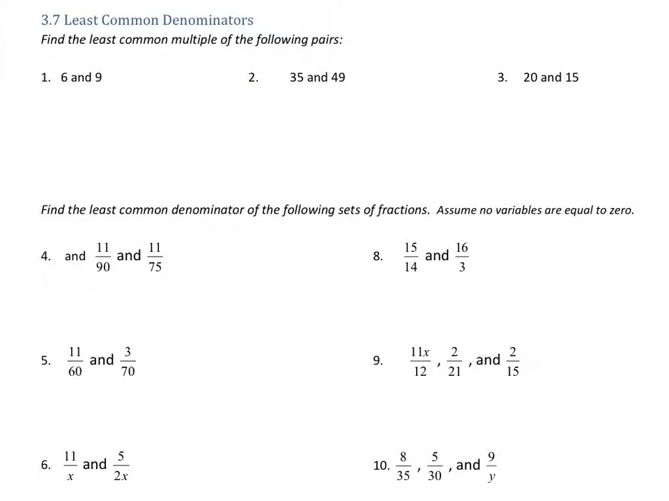Least common denominators is like finding equivalent fractions, but with this very specific denominator. Usually it's some kind of multiple of the two denominators that are there. But if they are the same, then we don't have to worry about it. That just doesn't happen too often. So find the least common multiple of the following pairs.